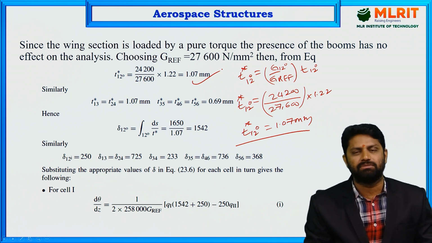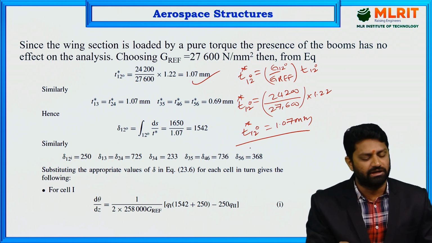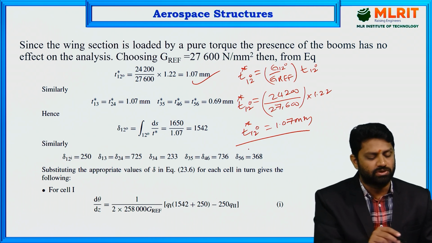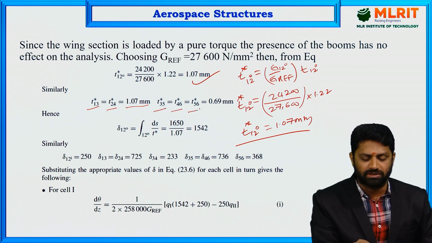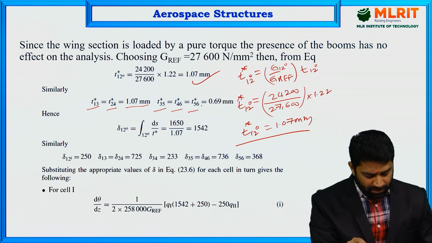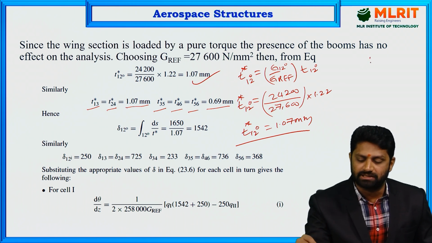In a similar manner, you can calculate the modulus weighted thickness, T star, for all the different walls, so that you get T star 13 equals T star 24 equals 1.07 mm. T star 35 equals T star 46 equals T star 56 equals 0.69 mm. Once you get these T star values, you can substitute them in the formula, because we know that the cyclic integral of ds by T star is what we assumed as delta.